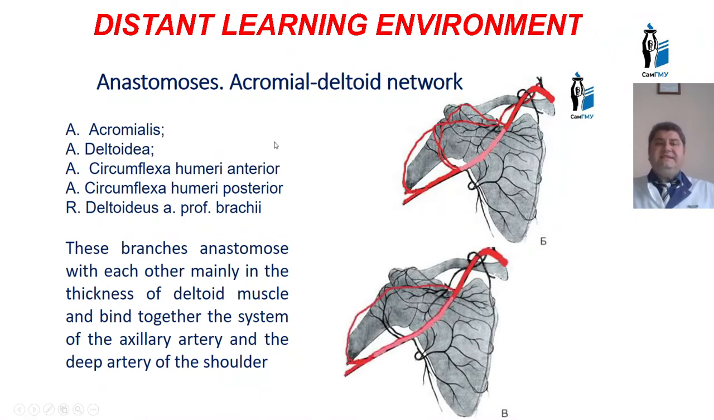So now we can see another anastomosis in this region, the acromial-deltoid network, and you may see that it forms via the acromial artery, deltoid artery, circumflex arteries, anterior and posterior, and also with the deltoid ramus. You may see it here from the profound brachial artery. So this branch also forms anastomotic connections, and so it takes part in surgical practice.